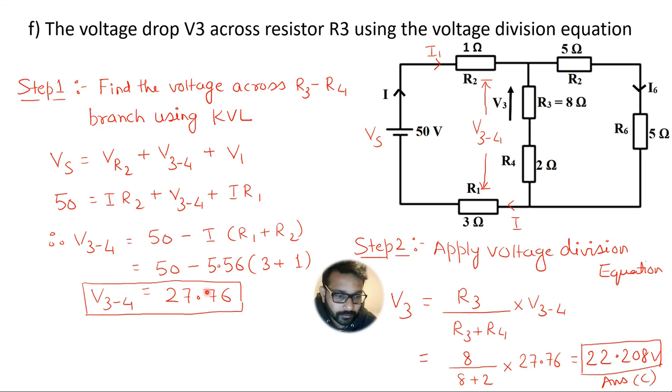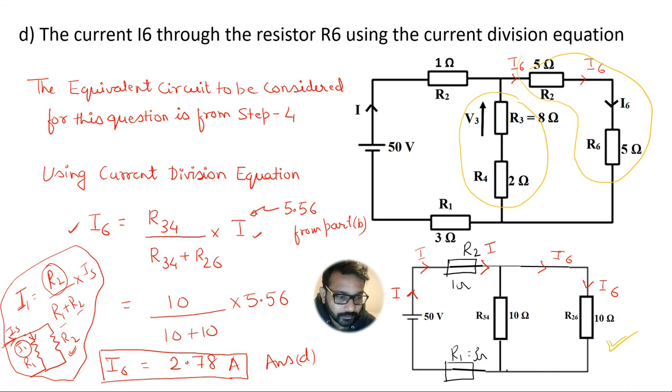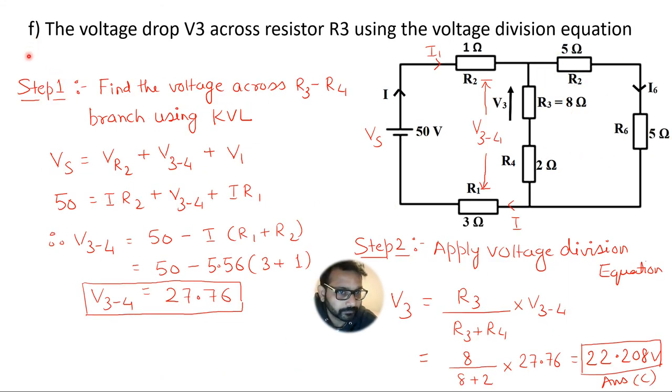Now it should be part E. In part E, we have to find the voltage drop V3 across resistance R3, using the voltage division equation or voltage division rule.